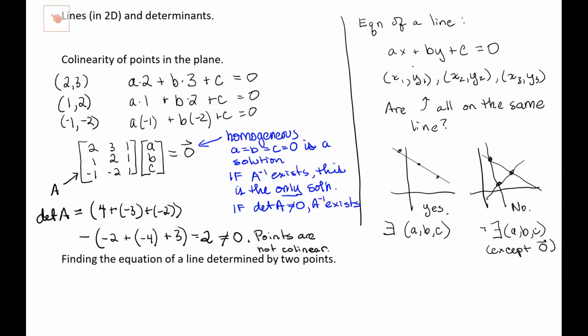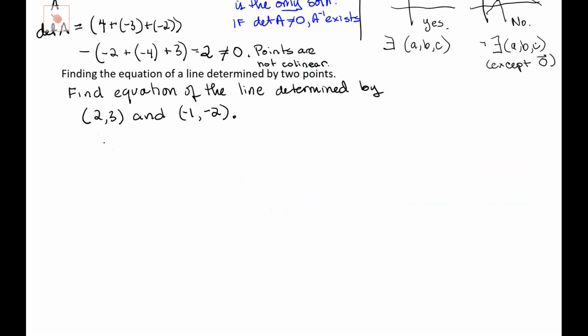Based on the same idea, we can find the equation of a line determined by 2 points by computing a determinant. So let's see how that's going to work. Again, remember this basic idea underlying all of this is that this is what the equation of a line looks like, and points that are on the same line, when plugged into this equation, are going to give a true statement for the same values of a, b, and c. So let's say we want to find the equation of the line determined by 2, 3, and -1, -2. We know that we should have an a, b, and c value that is going to make this equation true for those 2 points.